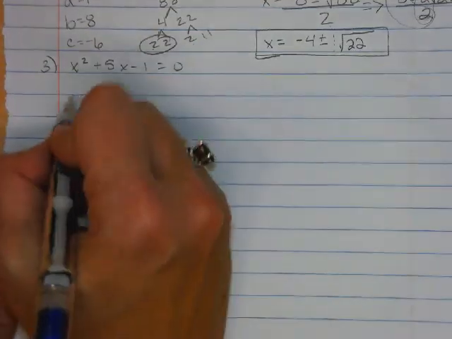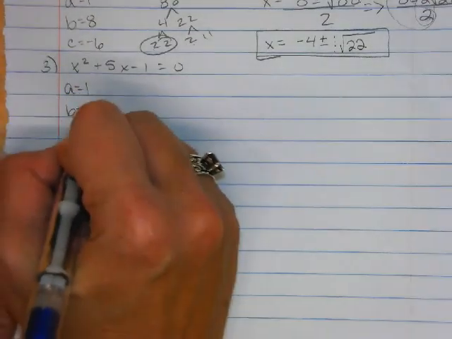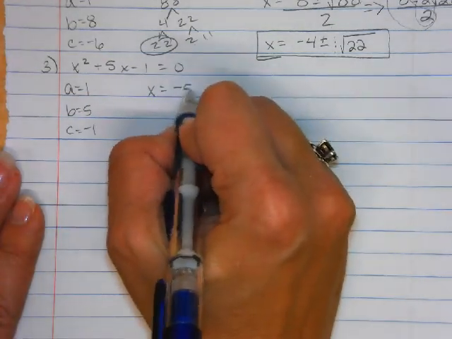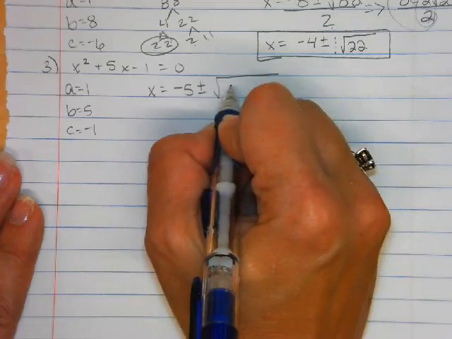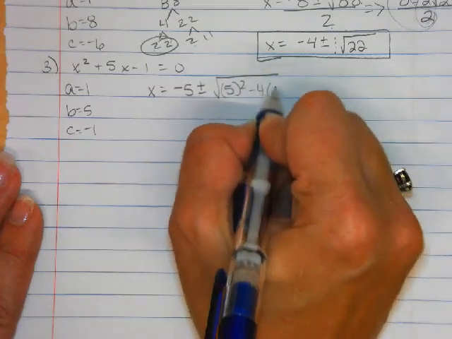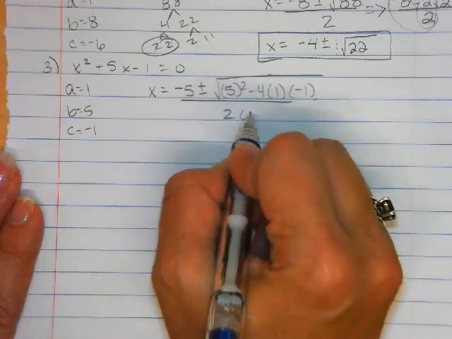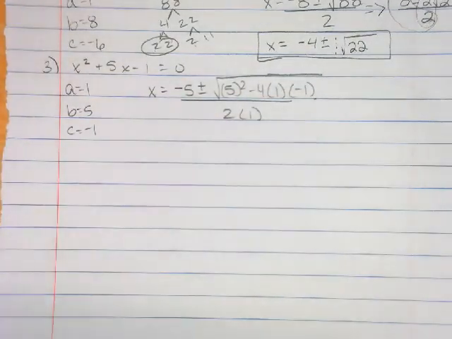We have a is 1, b is 5, c is a negative 1. So x equals negative b plus or minus the square root of b squared minus 4 times a times c, be very careful with those signs, all over 2a. Did you get that set up correctly?